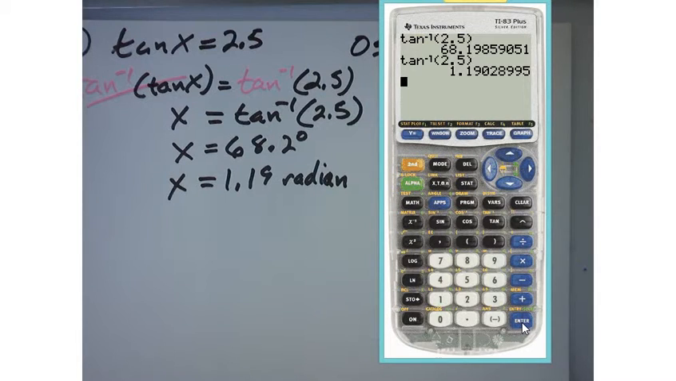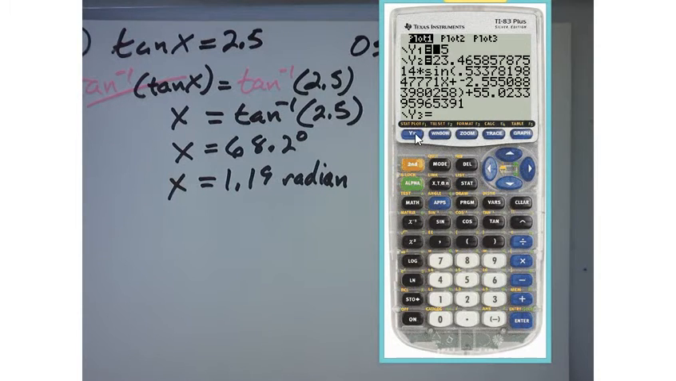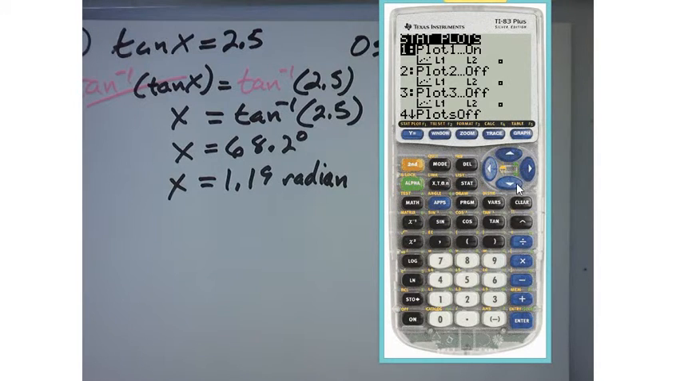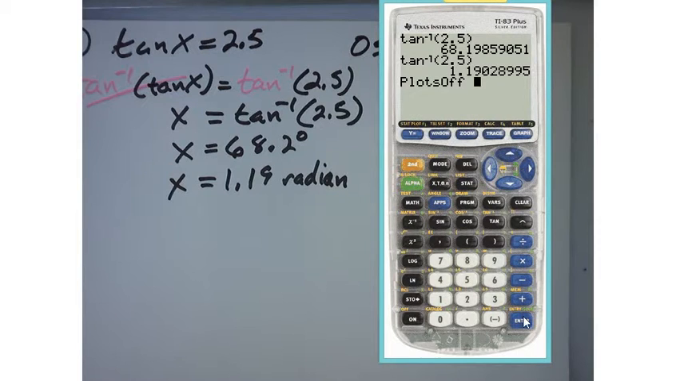So let me show you what this looks like graphically though. I have to clear a bunch of stuff out here, and I graph tangent. And I want to know when tangent is going to equal 2.5. And I graph the two of them. Oh, I have to turn off my stat plot. Then zoom standard.